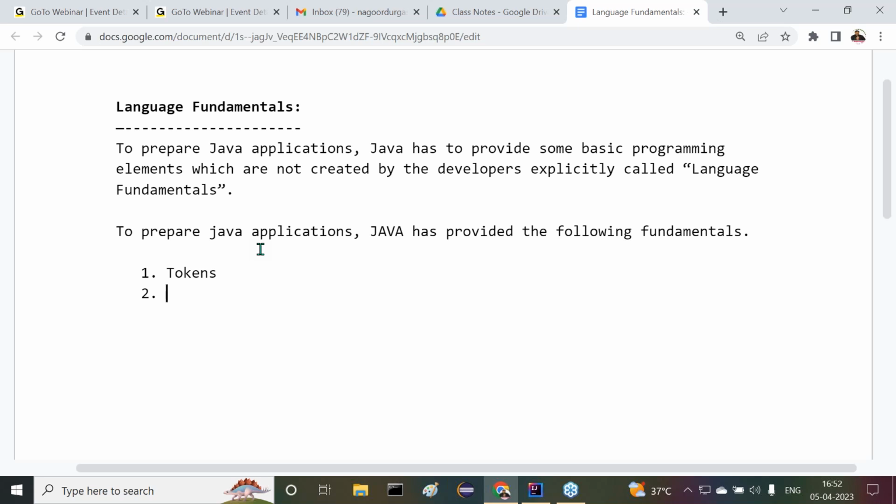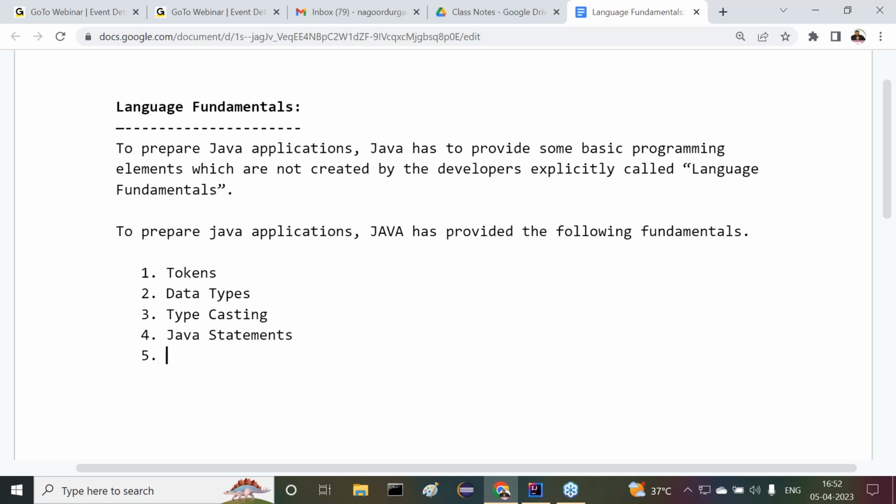Observe carefully. After these tokens, the second one is data types. After these data types, now typecasting, conversion from one data type to another data type. After completion of this typecasting, the next one is Java statements. Some predefined statements are available in Java. That is Java statements, which we have to understand.